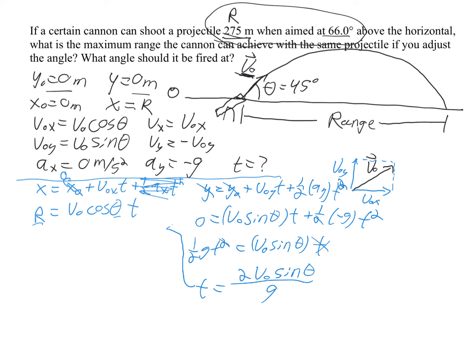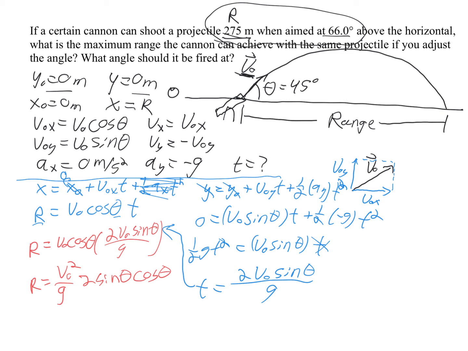So I'm going to substitute into the other equation here in order to try to solve for v initial. So we get R equals v initial cosine theta times t, which is 2 v initial sine theta over g. So there's our substitution. Now, before we solve for v initial, I'm actually going to rewrite this two more times. R equals v initial squared over g, and then I have 2 sine theta times cosine theta.